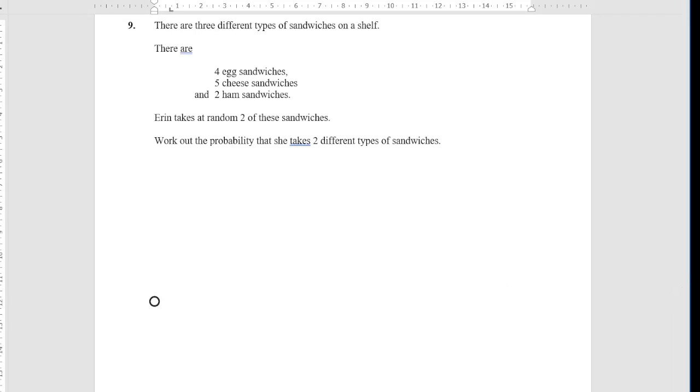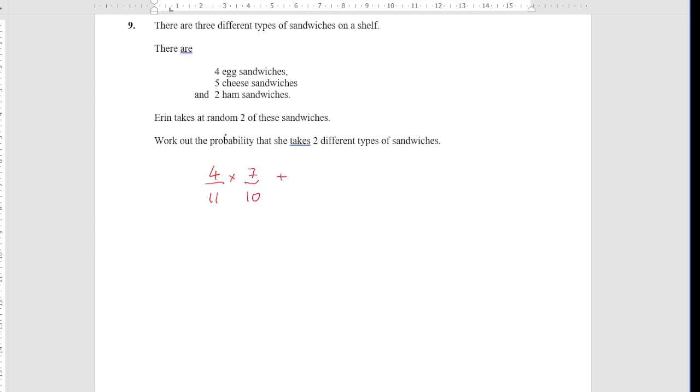So the probability that she picks an egg followed by a different one. If I start with saying that that's going to be 4 out of, and how many sandwiches do we have? No, 11, I believe. I'll just double check that. 4 plus 5 plus 2 is going to be 11. Times by the probability of not picking an egg sandwich. Well, now there are only 10 sandwiches, got 7 and not egg.